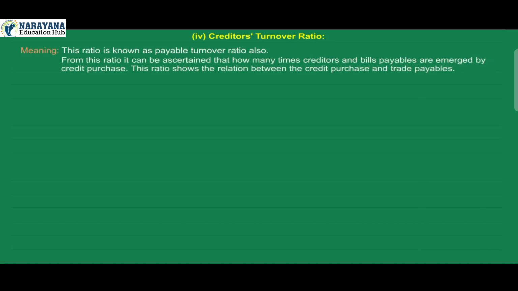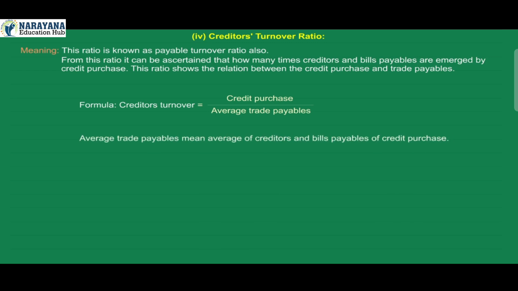4. Creditors turnover ratio. Meaning: this ratio is also known as payable turnover ratio. From this ratio, it can be ascertained how many times creditors and bills payables are cleared by credit purchase. This ratio shows the relation between the credit purchase and trade payables. Formula: creditors turnover is equal to credit purchase divided by average trade payables.